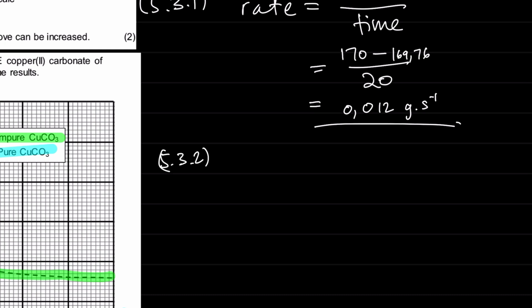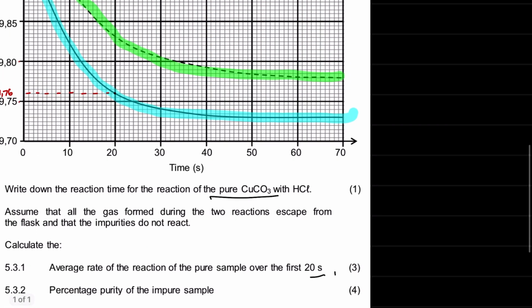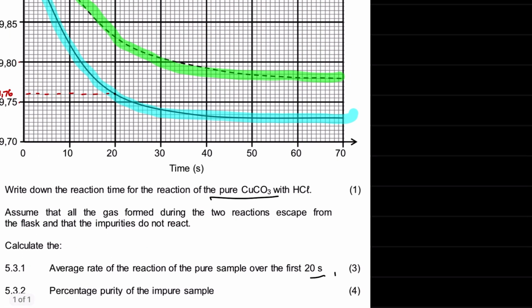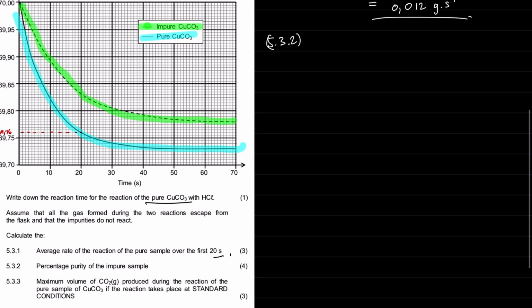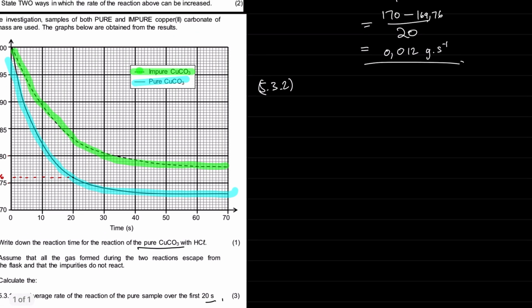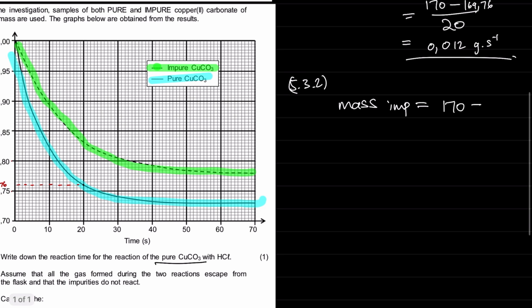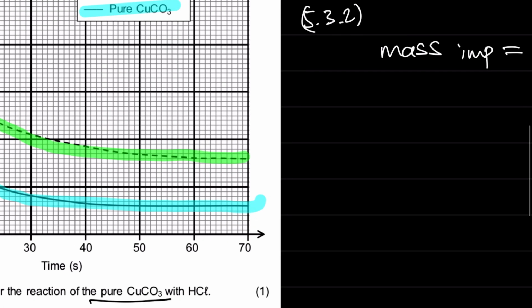5.3.2 reads, calculate the percentage purity of the impure sample. To calculate the percentage purity, we need to know how much of the impure was used and how much of the pure was used. So let's start with the impure. The mass of the impure is going to be 170, so that's how much it started with, and then minus what's left at the end.